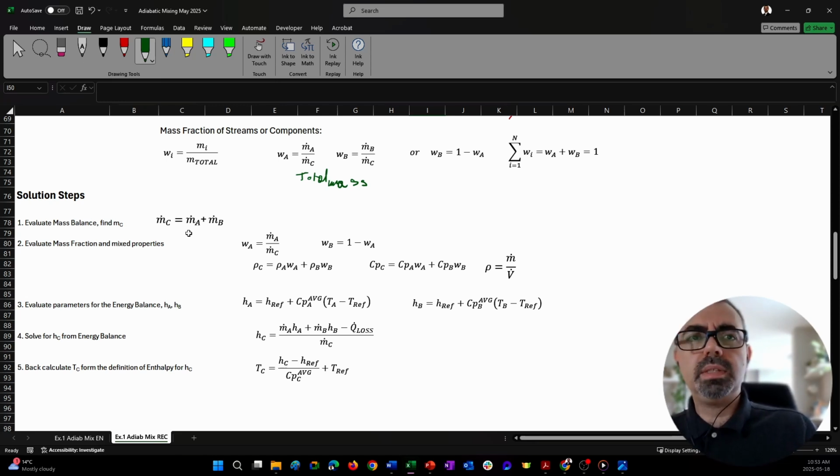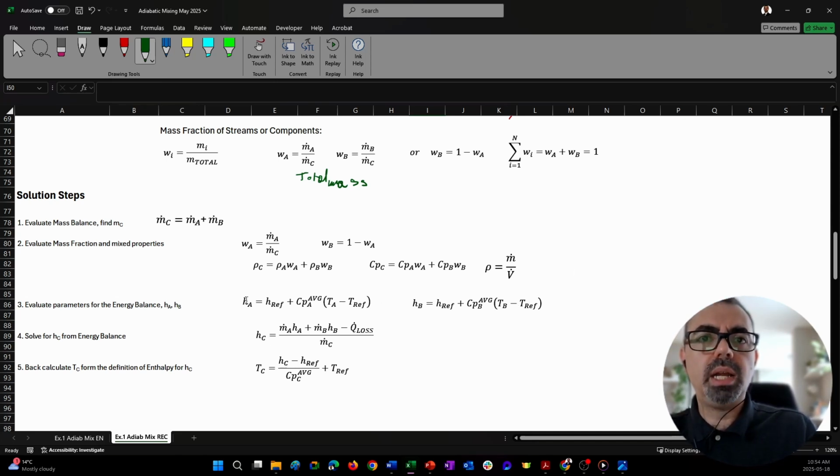First, we evaluate the mass balance simply because we have the information of the inlet, so we calculate the total mass of the outlet of stream C. Then based on that, we can evaluate the weight fractions because we have the mass of each component and now I have the total. Next I can evaluate the density and the heat capacity of the mixture using the relationship we just defined. Then I can calculate the enthalpies of each of the inlet streams, because I have all the information. I have the reference, I have the Cp of stream A and the temperature provided of stream A, and the same for stream B.